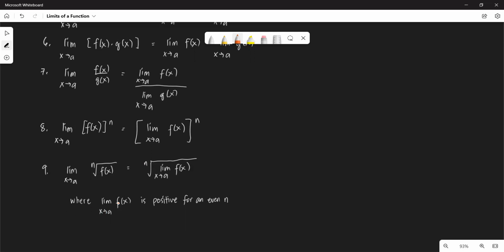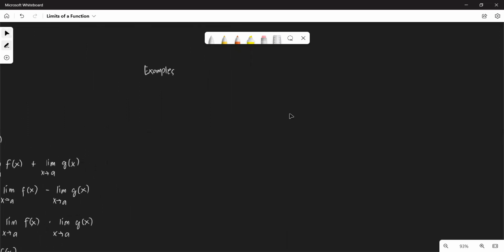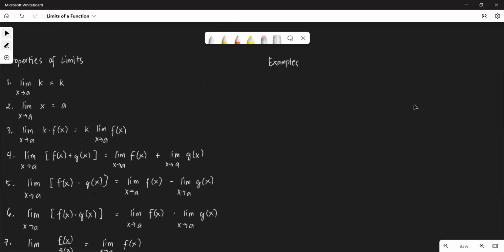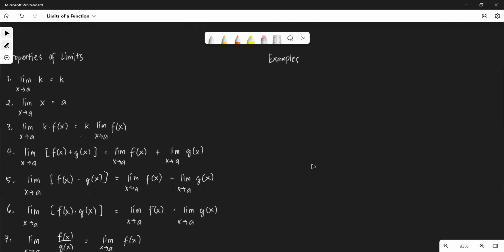So there's a limitation here. Take note that for radicals, make sure that the radicand is positive if the index is an even number. All right. So we now go to the examples. So let me show the list on the side.